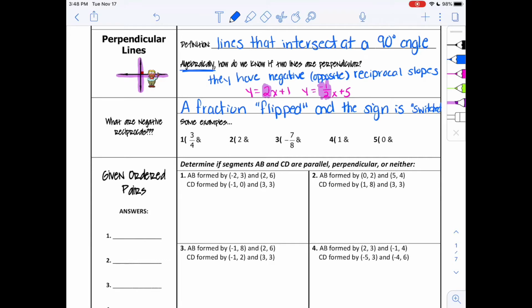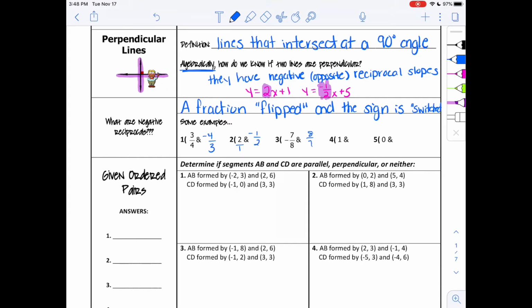3/4, its opposite reciprocal would be negative 4/3, because again, we're flipping the fraction and we change the sign to the opposite. Number 2, when you have a whole number, that's like saying 2 over 1. So if we were to flip that, that would be 1/2, and its opposite would be a negative 1/2. So its opposite reciprocal is negative 1/2. Number 3, again, if we flip 7/8, it's 8/7, and then its opposite is that it's going to be positive because in the original number it's negative. So the opposite reciprocal of negative 7/8 is 8/7.